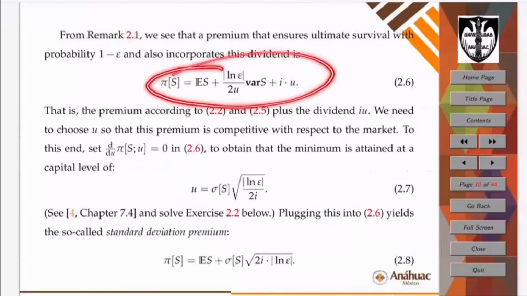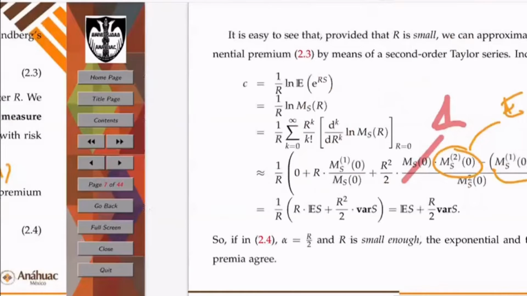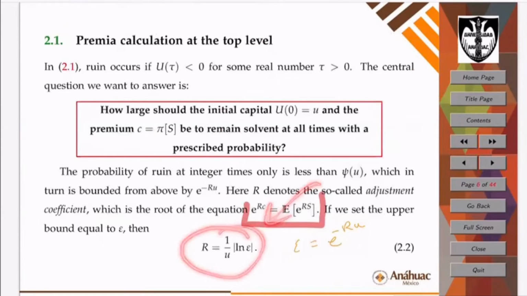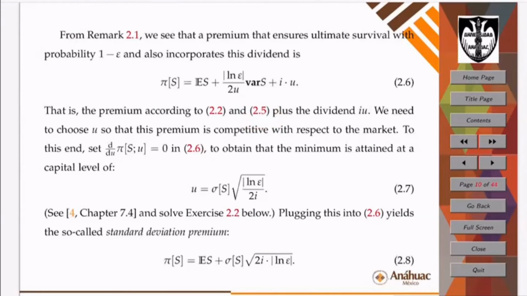We will be studying this new premium. That is the premium, this variance premium, and the adjustment coefficient. So you just have to use the adjustment coefficient and the variance premium plus this dividend. What we're going to do is choose the initial capital so that this premium is competitive in terms of marketing, or in terms of, for instance, what your customers are willing to pay. This amount is the minimum capital required to do what? To do this.